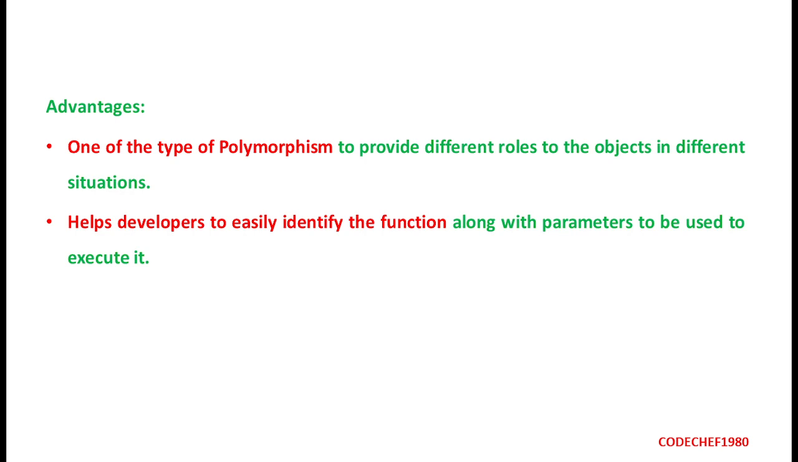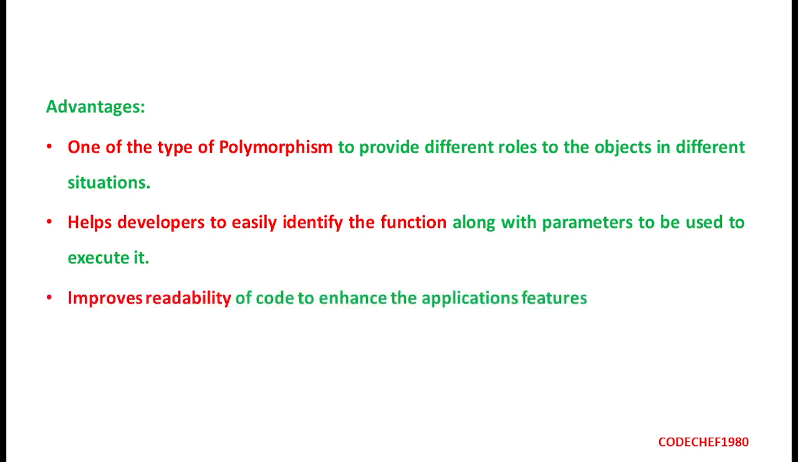So a very important one is that developers are able to identify the function and also the parameters to be used to execute. It is about making our library of functions with the same name, and with the help of the role and also the scenario, we can identify the number of arguments or types of arguments to be passed to the function to execute the required task.